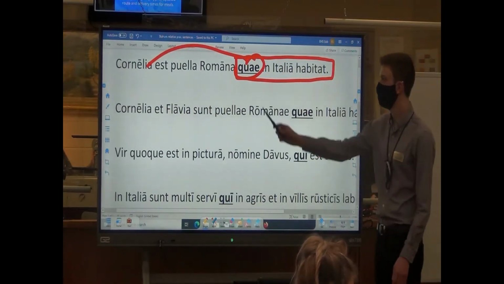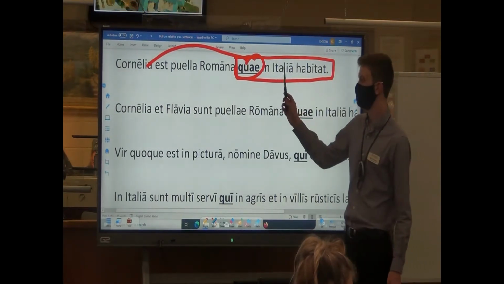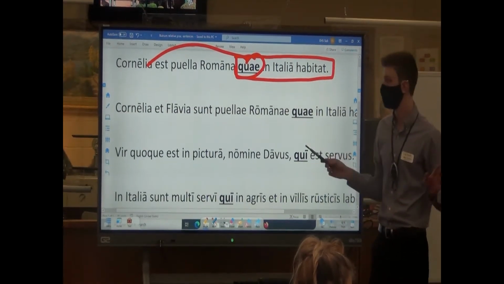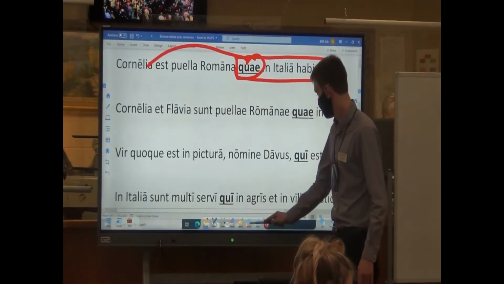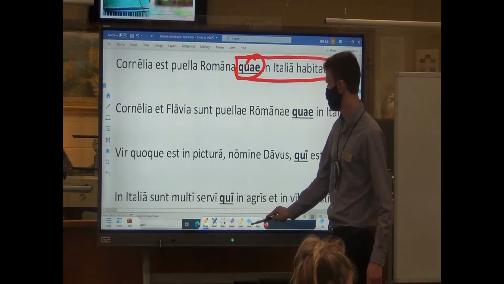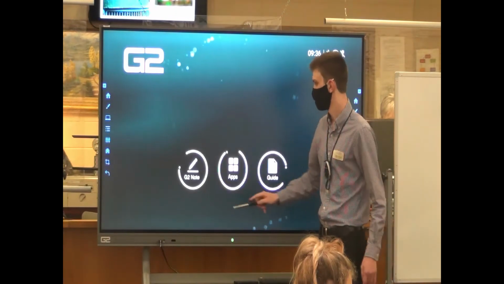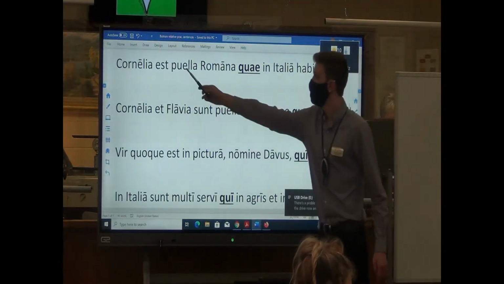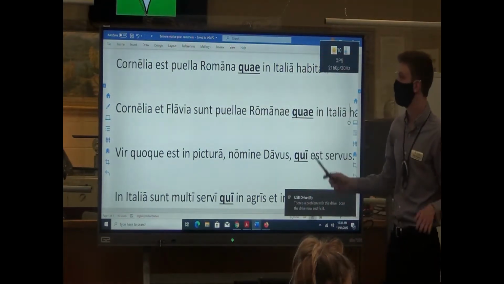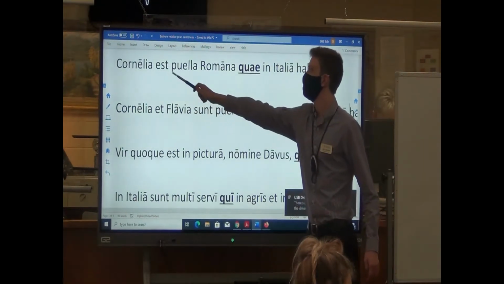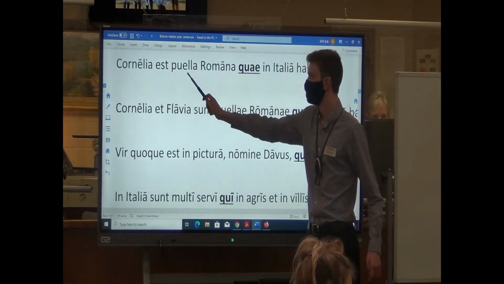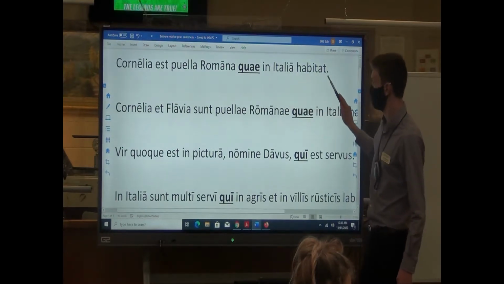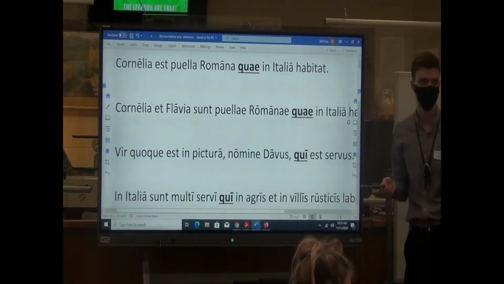No, you can't say who lives in Italy as a sentence, because a relative clause is a subordinate clause. So it can't stand alone ever. It's always going to be part of a main sentence, which in this case is, what's our main sentence here? Cornelia is a Roman girl. That's your main clause: Cornelia is a Roman girl, or Cornelia, who lives in Italy. Does that make sense?